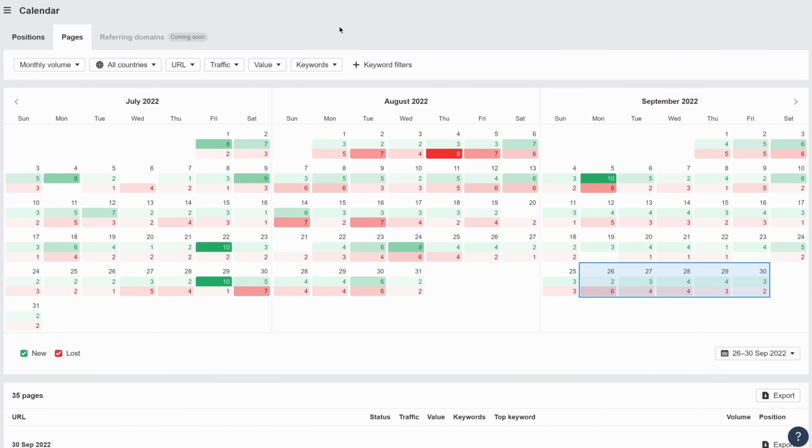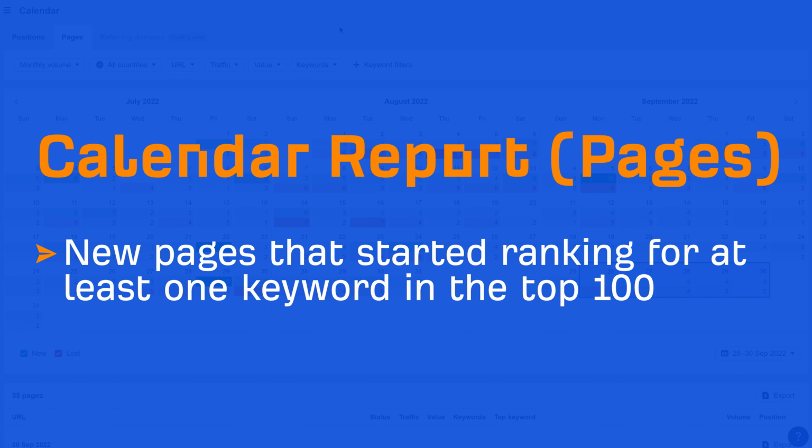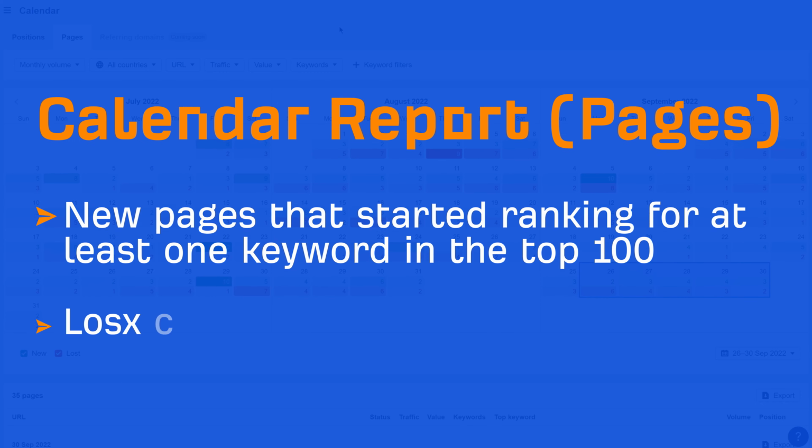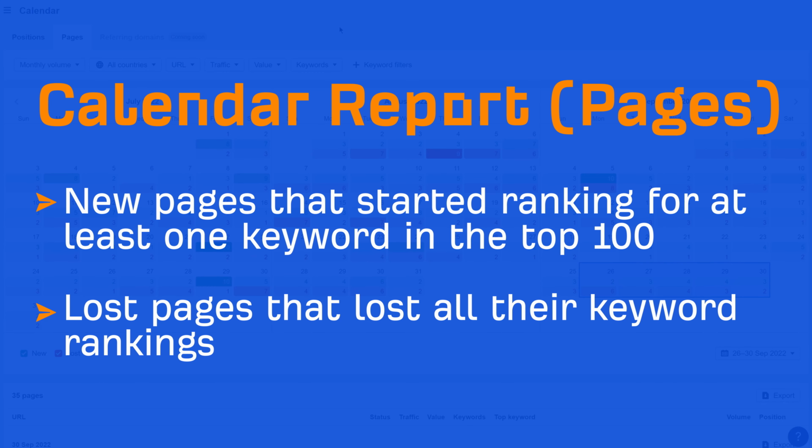Moving on, the calendar report for pages is now live. It's based on the top pages report and shows you new pages that started ranking for at least one keyword in the top 100 positions, and lost pages that lost all their keyword rankings.